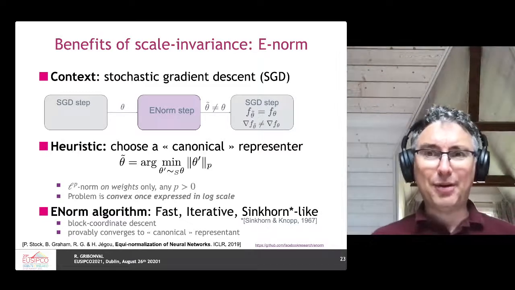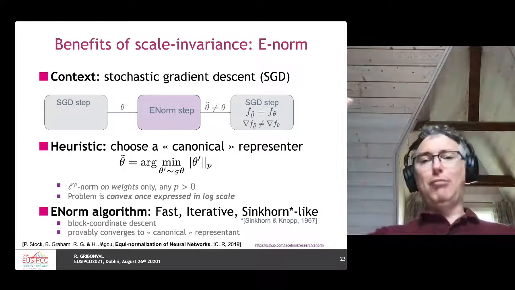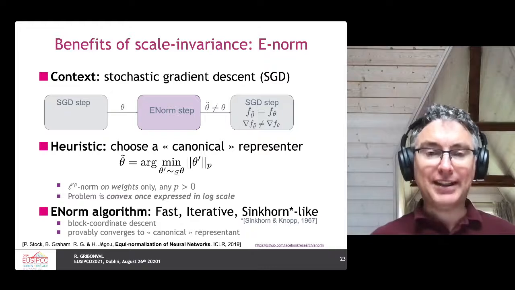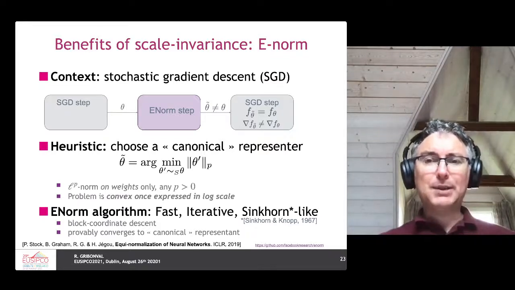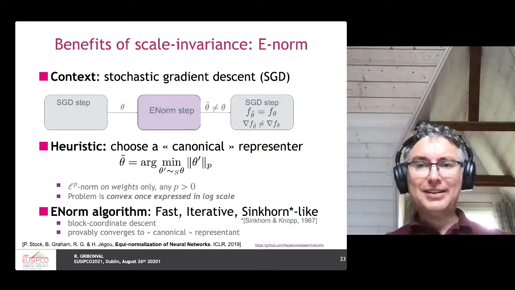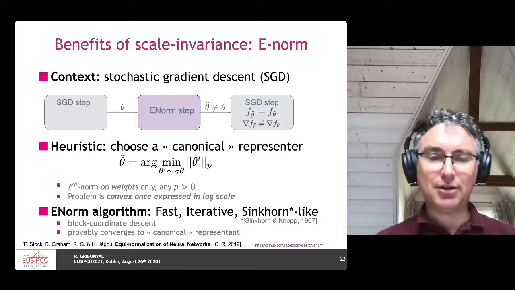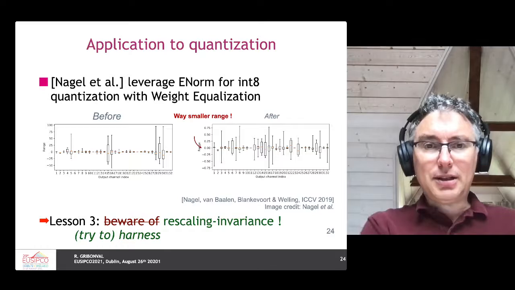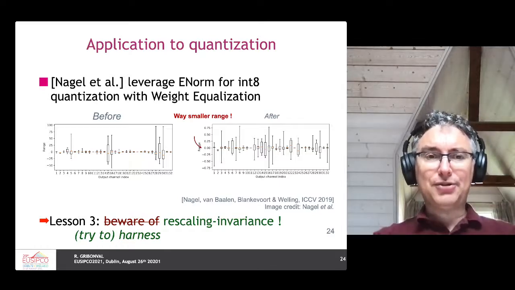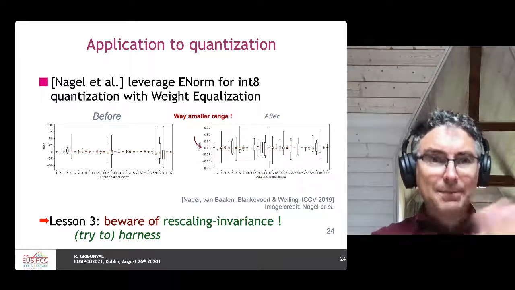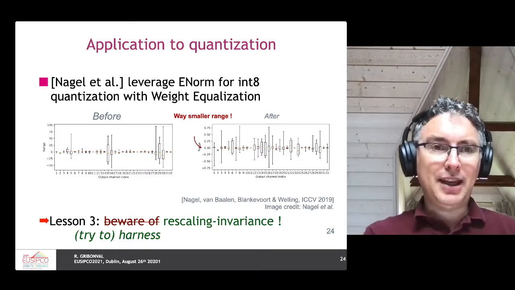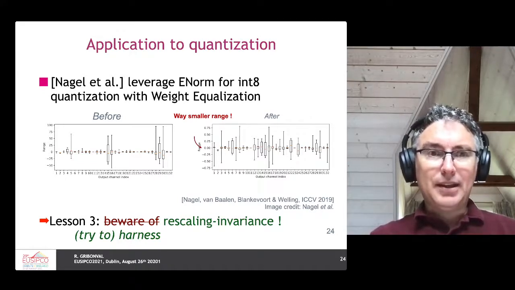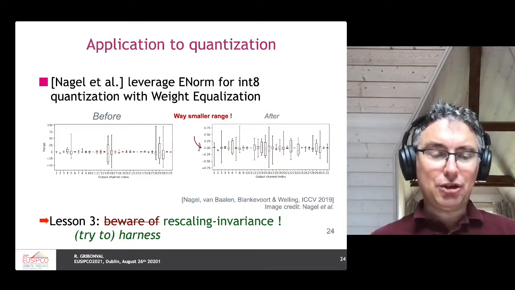All you have to know probably here is that it improves over batch norm. When you combine it with batch normalization, it improves over other normalization techniques such as weight normalization and so on. Let's take just the time to illustrate how it can be used. It has been used by Nagel and his co-authors to improve the quantization of networks.